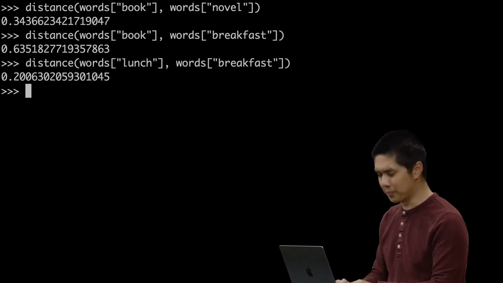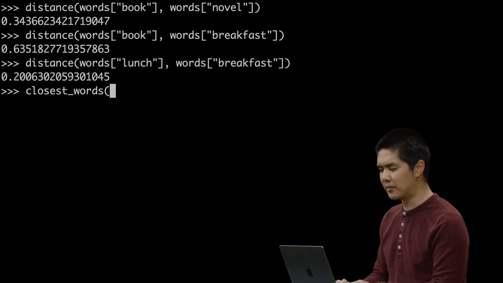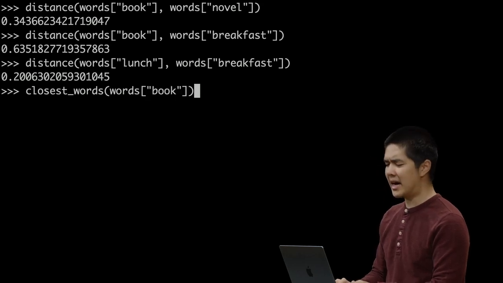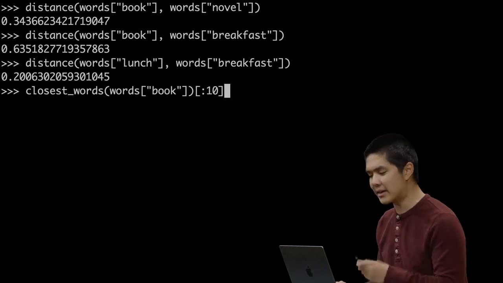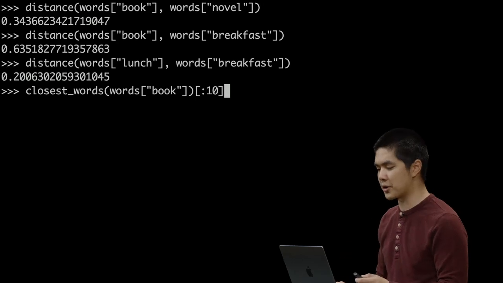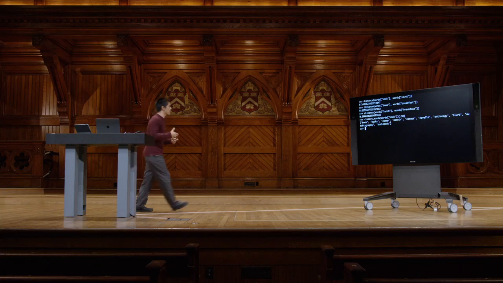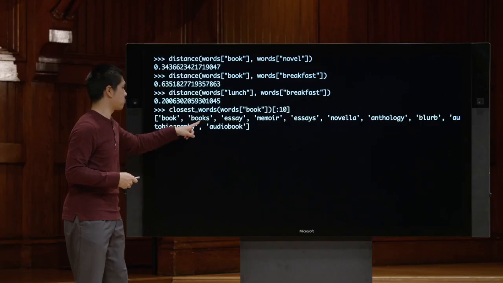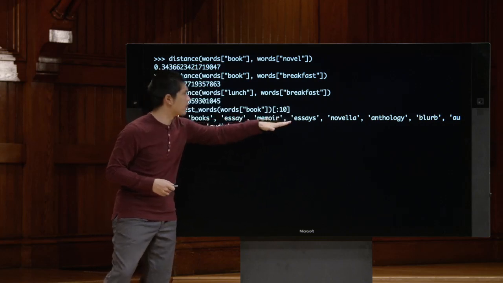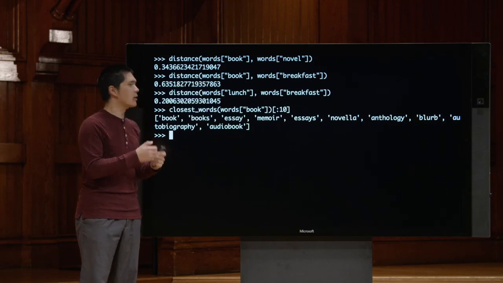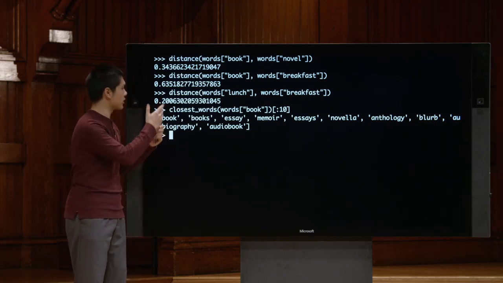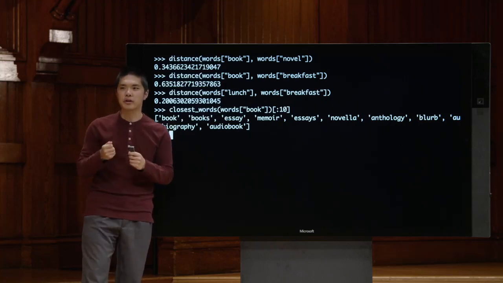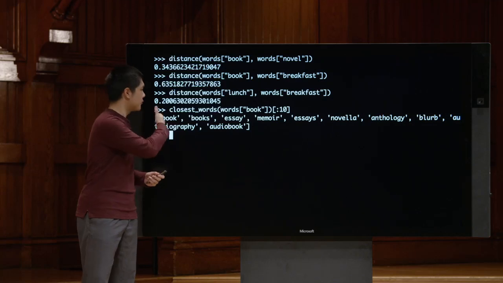Another interesting thing we might do is calculate the closest words. We might say, what are the closest words, according to word2vec, to the word book? And let's get the 10 closest words. What are the 10 closest vectors to the vector representation for the word book? And when we perform that analysis, we get this list of words. The closest one is book itself, but we also have books plural, and then essay, memoir, essays, novella, anthology, and so on. All of these words mean something similar to the word book, according to word2vec at least, because they have a similar vector representation. So it seems like we've done a pretty good job of trying to capture this kind of vector representation of word meaning.